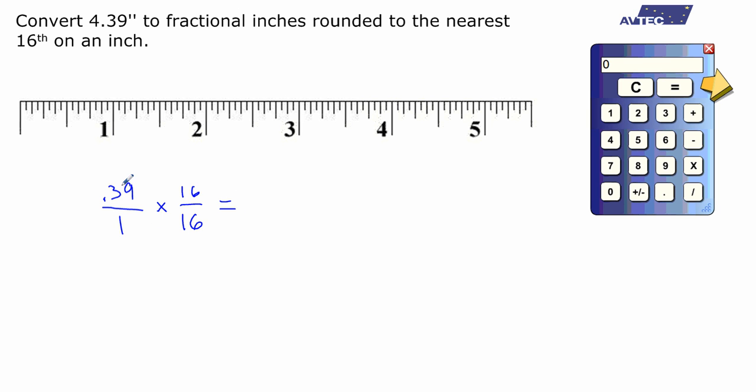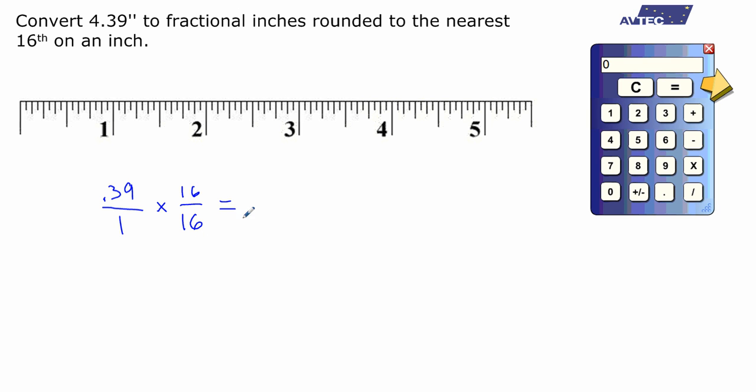Okay, before we do this computation, let's look at why we set it up this way. What's important to realize is that the value of this fraction is 1, right? 16 divided by 16 equals 1. So really we're taking this quantity 39/100, multiplying it by 1, and we're going to get an answer that has the same value as what we started with, because anytime you multiply something by 1, you're not going to change the value.